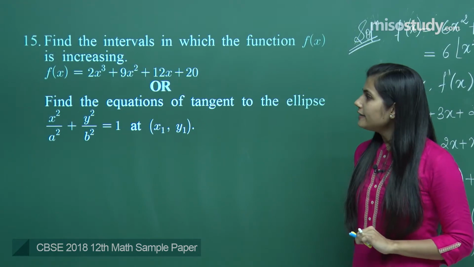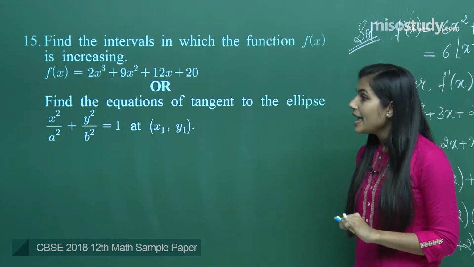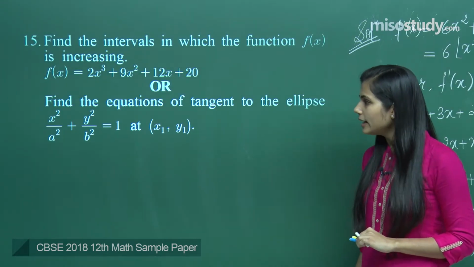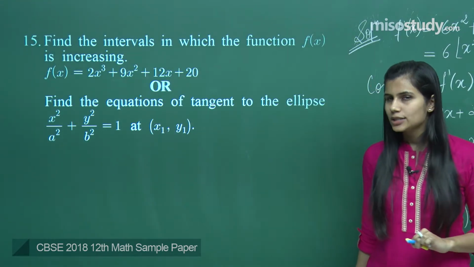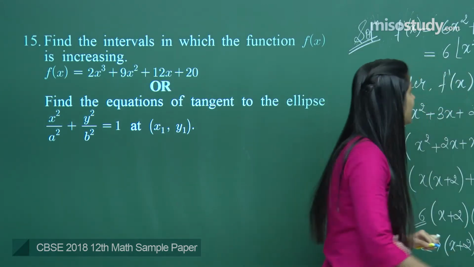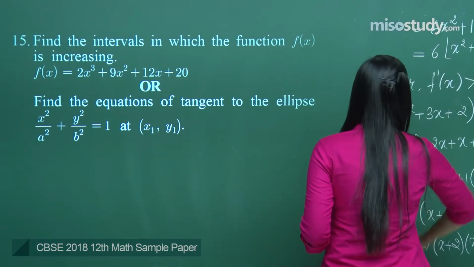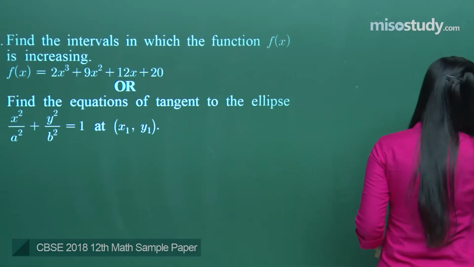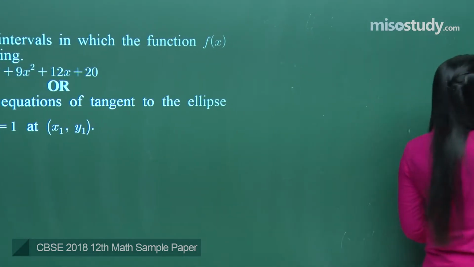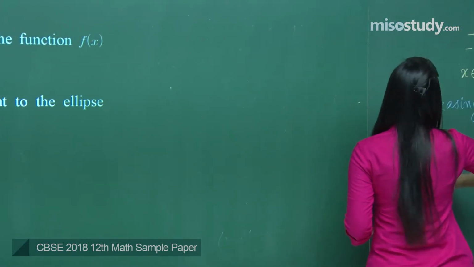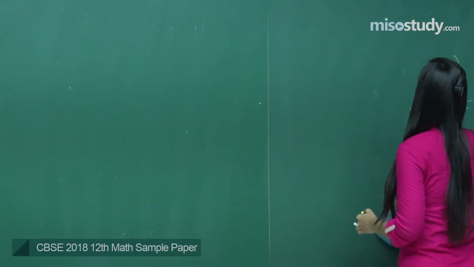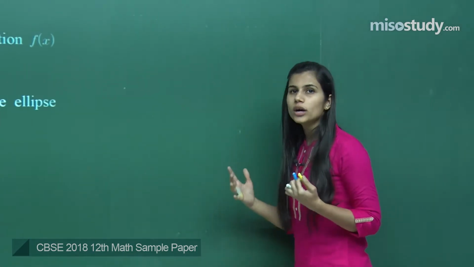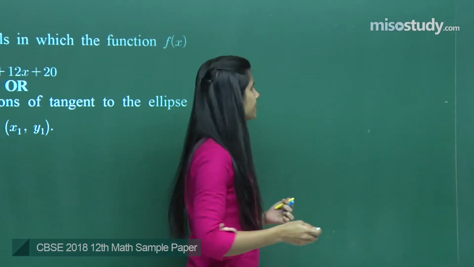Well, it is saying find the equation of the tangent to the ellipse x square by a square plus y square by b square equal to 1 at a certain point x1 comma y1. Now, ellipse is already given to you. The point is given to you at which I am interested in the equation of the tangent to the ellipse. The thing is, for this particular question, you need a concept of what is in general the equation of a tangent to a curve at a certain point.